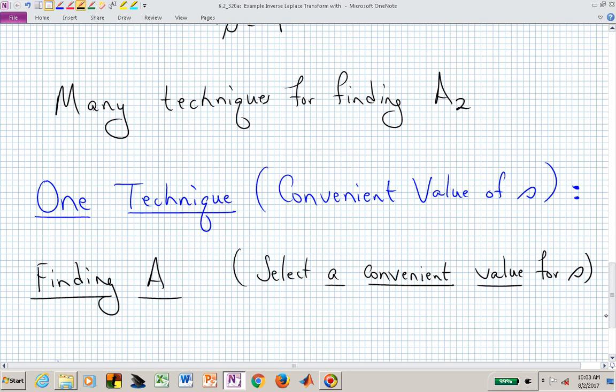Let's, for quickness' sake, for this particular example, use one technique, which is to just select a value of s. Remember, our partial fraction expansion formula is true for all values of s. Let's now use a convenient value of s to find that one remaining residue, or partial fraction expansion coefficient, a sub 2.